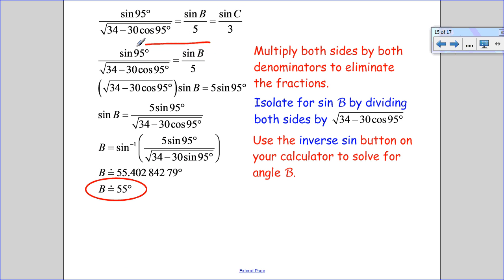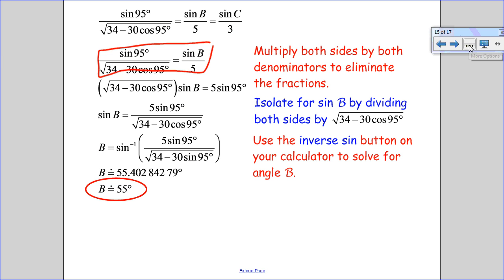We're going to say sine 95 over that big mess under the root sign is equal to sine B over 5. I'm multiplying both sides by 5 times the square root of 34 minus 30 cos of 95 because in order to solve a proportion, I have to multiply both sides by both denominators. And in order to get sine of angle B by itself, I need to divide both sides by this square root of 34 minus 30 cos 95. And I have this ugly mess on my screen, and I have to take the inverse sine of that. So before I do any math, I've just rearranged my entire equation to isolate for B.